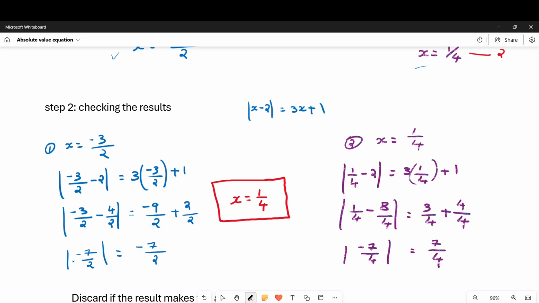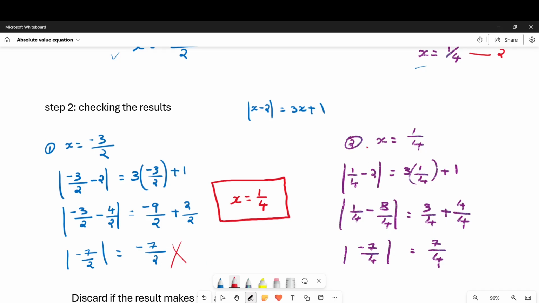So inside the absolute value on the left hand side, minus 7 by 2 is equal to, on the right hand side, minus 7 by 2. See, what you can see here, the absolute value of a value is equal to a negative. So there is no sense for this, so we cannot accept this one. So we can say this value is not correct. So we need to consider this value is not correct.